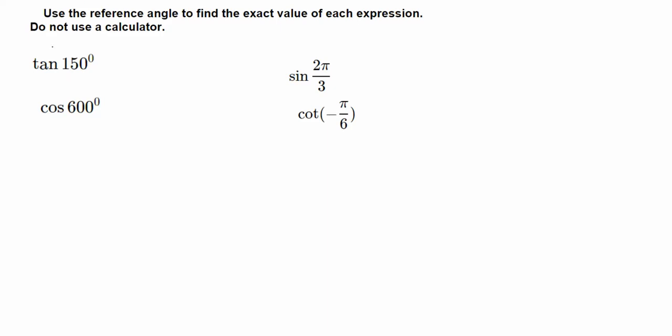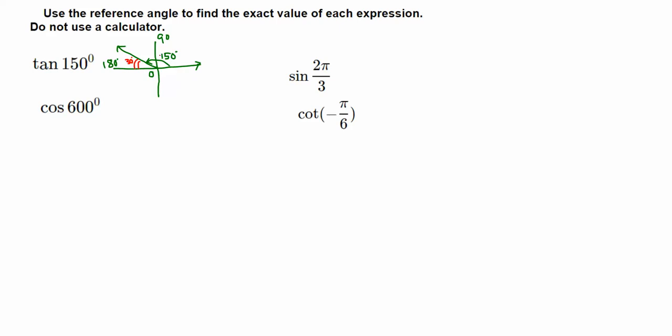So let's draw the angle 150. So it's 90, 180. So 150 is somewhere here. So that's the vertex and the initial side, and this is the terminal side, and we got 150 here. That leaves this angle, that's the reference angle now. So 180 minus 150, that's 30. So 30 is the reference angle for 150.